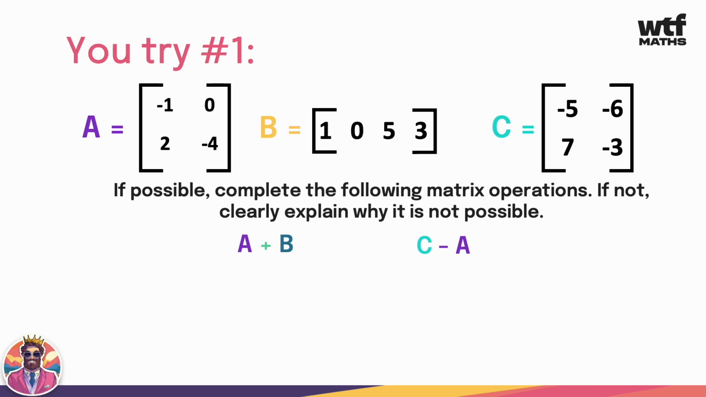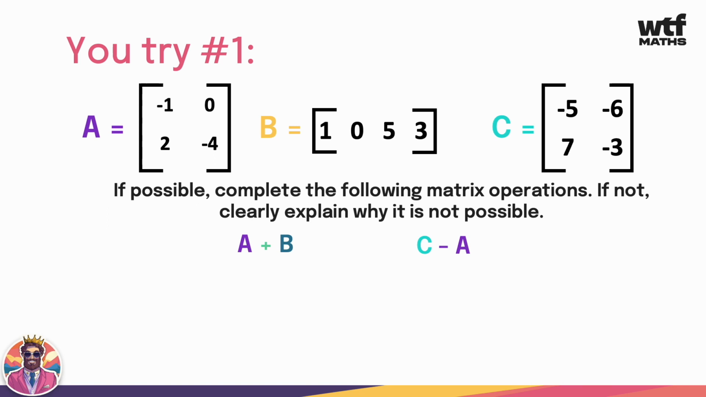Okay, here's a question for you to try. I've got three matrices at the top, A, B, and C. I want you to work out if the following operations down below are possible. If they're not, can you explain why? If they are, could you please work it out?